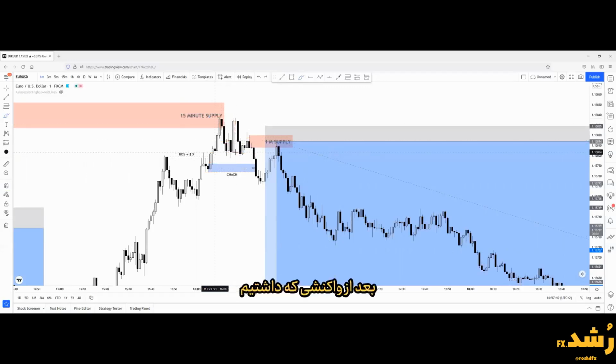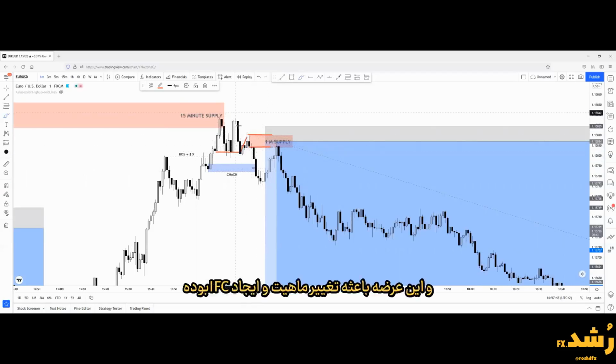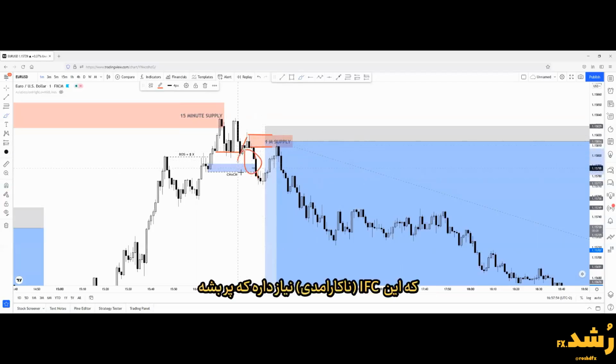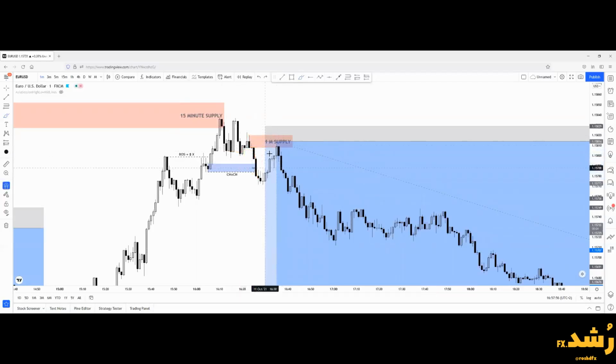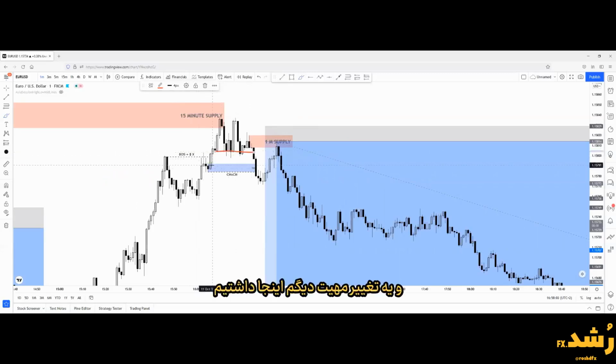So after the rejections, it came back up once again to reject and created this supply zone. And this supply zone caused the change of character and created a lot of inefficiency, right? There's inefficiency that needs to be filled. So the change of character is here. One change of character is here, and the other change of character is here.